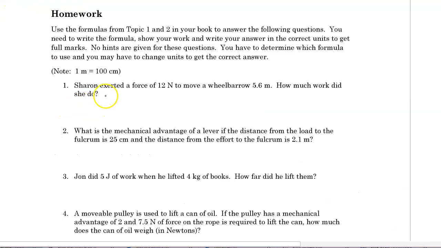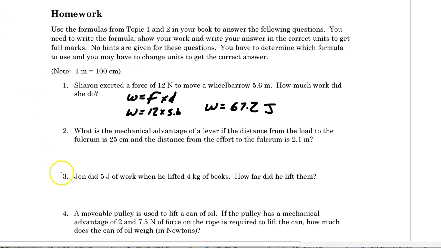Okay, so taking a look at page 19, question number 1, we've got work is equal to force times distance. So that force is 12 newtons, the distance is 5.6, and so you've got 67.2 joules of work happening.